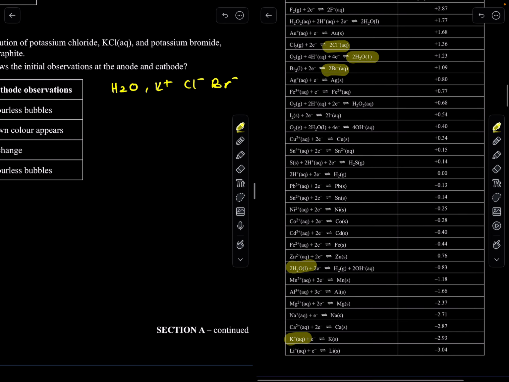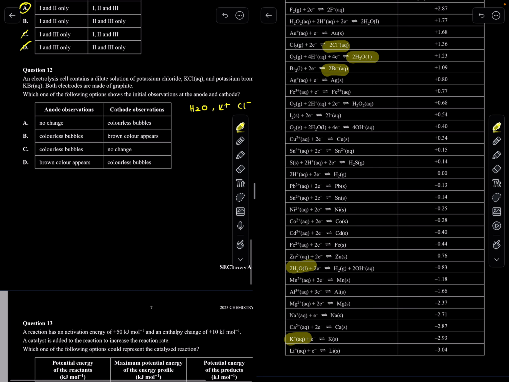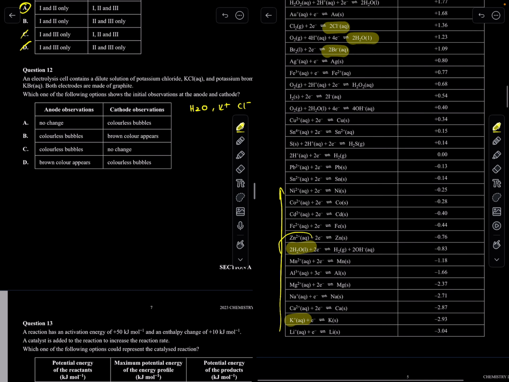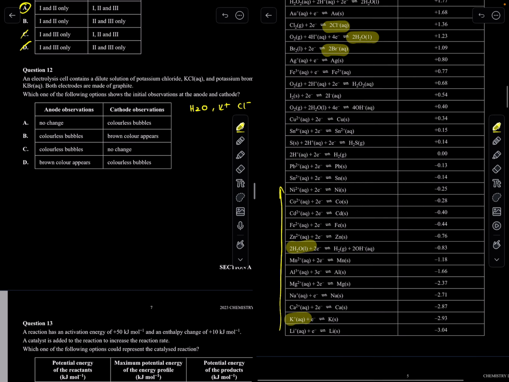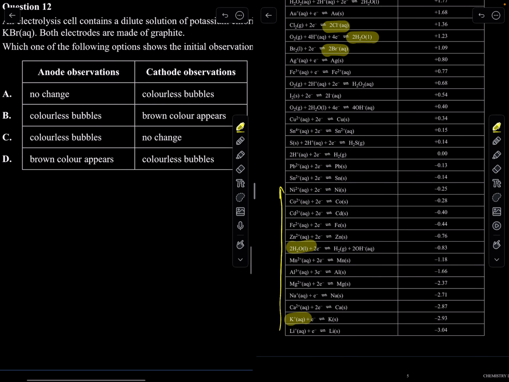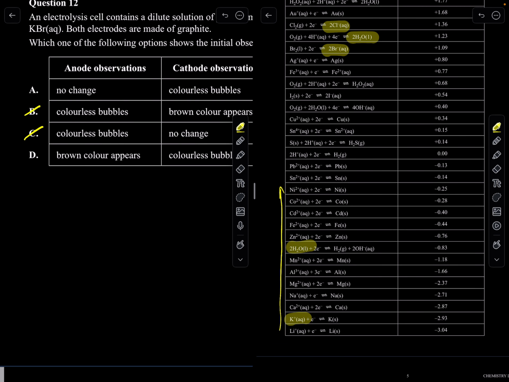So what are we looking at? Which of the following options shows the initial observations at the anode and cathode? Easy. For the cathode, remember, it's the one on the left and it's the highest one, which is this. It will be creating hydrogen gas and OH minus ions. So at the cathode you've got hydrogen gas, which will be colorless bubbles. Remember, hydrogen gas is colorless. So these are wrong.